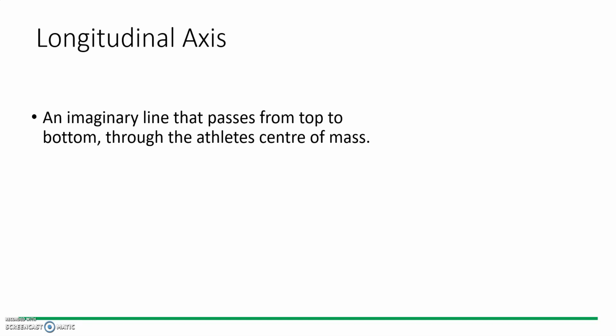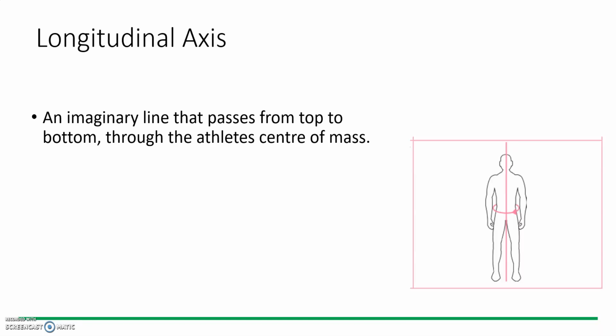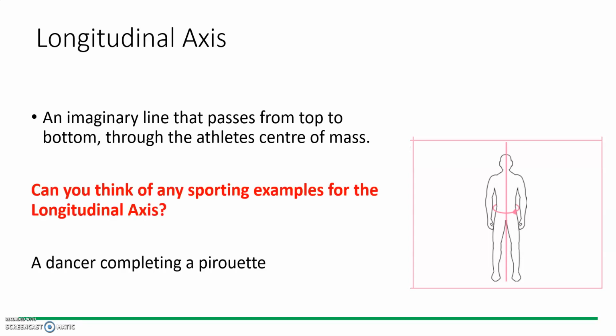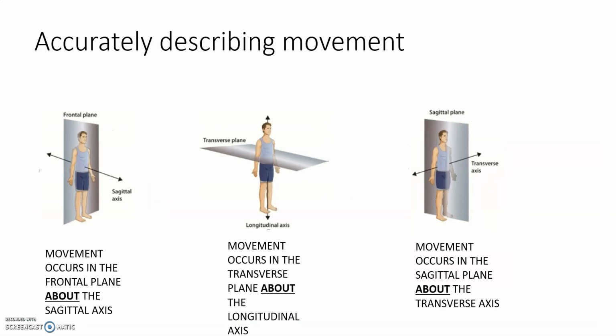Longitudinal axis, an imaginary line that passes from top to bottom, hence the longest axis of the body. So you could have an ice skater or a dancer doing a pirouette, or you could have a discus thrower. They're rotating in that fashion.